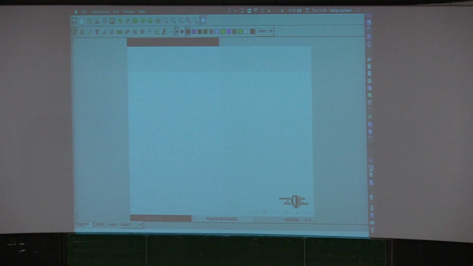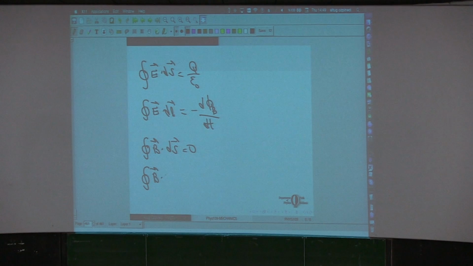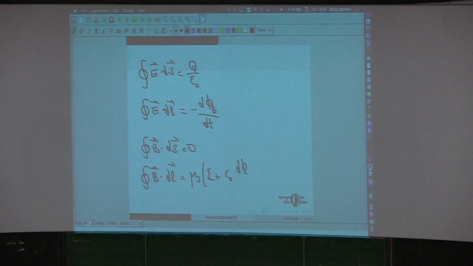You see, these are our equations. E dot ds is equal to Q over epsilon 0. E dot dl is equal to minus d phi B by dt. B dot ds is equal to 0. B dot dl is equal to mu 0 times I plus epsilon 0 d phi E by dt.